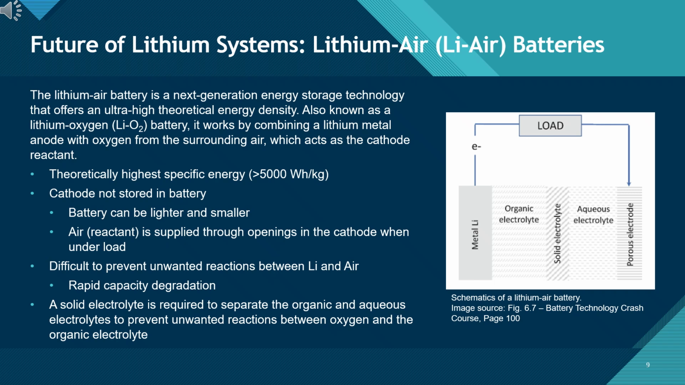However, Li-air batteries face serious challenges. Lithium metal reacts easily with oxygen and moisture, leading to side reactions, capacity loss, and instability. To prevent this, a solid electrolyte layer is required to separate the organic and aqueous regions and control unwanted reactions. The diagram shows the overall structure, from the lithium metal anode through the organic, solid, and aqueous electrolytes to the porous air cathode. While still experimental, Li-air batteries could one day redefine energy storage density if these technical hurdles are solved.